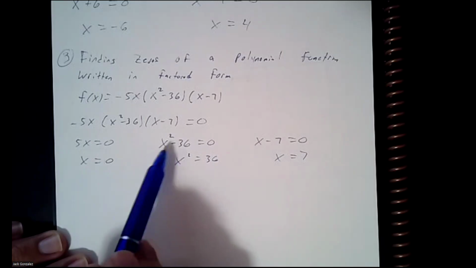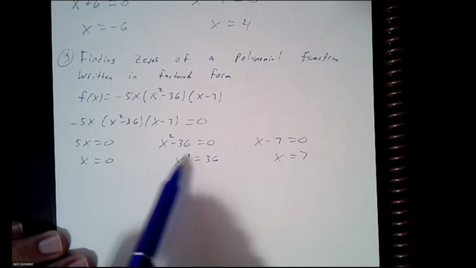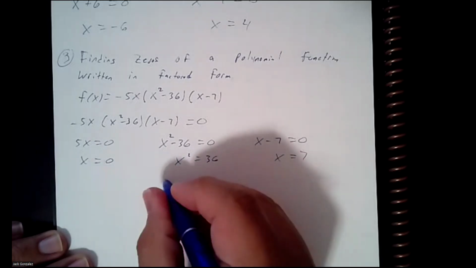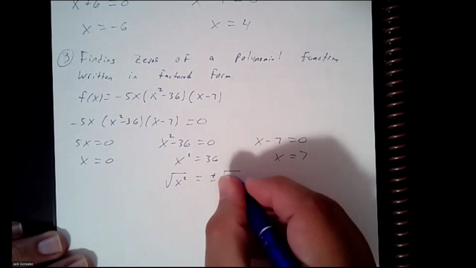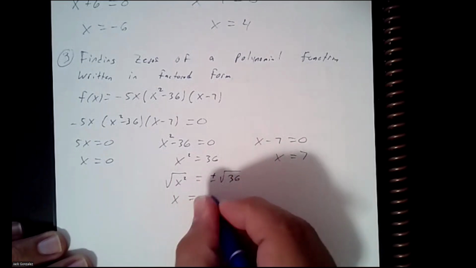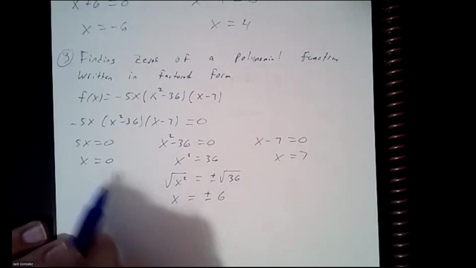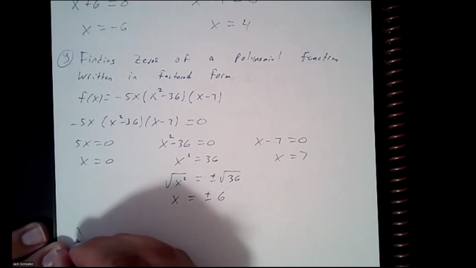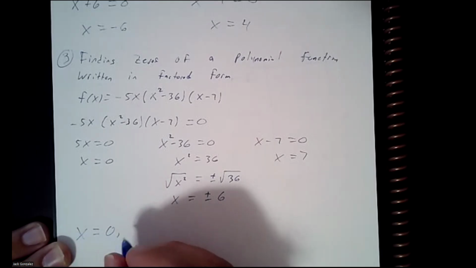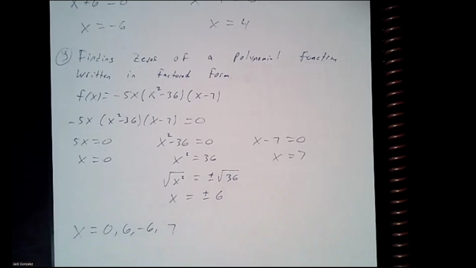This one, I can either factor or square root both sides. So I move the 36 over, then I'm going to square root. It forces me to add the plus or minus 6. So we have 1, 2, 3, 4 different zeros. So the zeros of this polynomial are 0, 6, negative 6, and 7. So let's look at a graph one more time so you can see what that looks like.